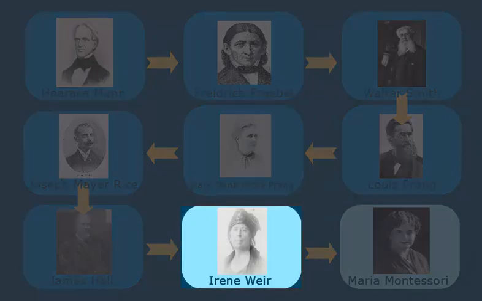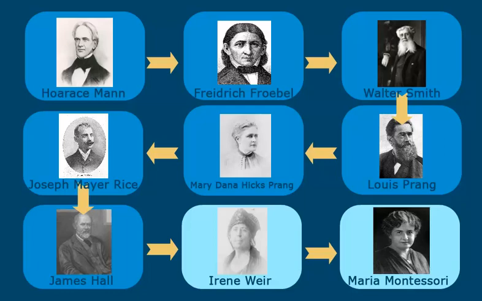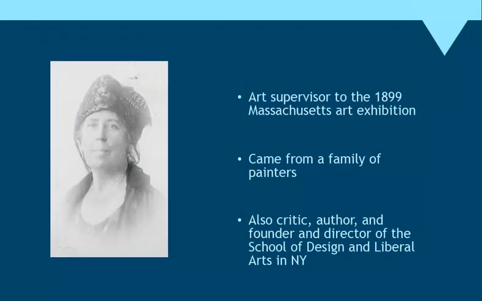Irene Ware. Irene Ware was an art supervisor to the 1899 Massachusetts Art Exhibition. She came from a family of painters. She was first an artist, and then an educator, critic, author, and founder and director of the School of Design and Liberal Arts in New York.